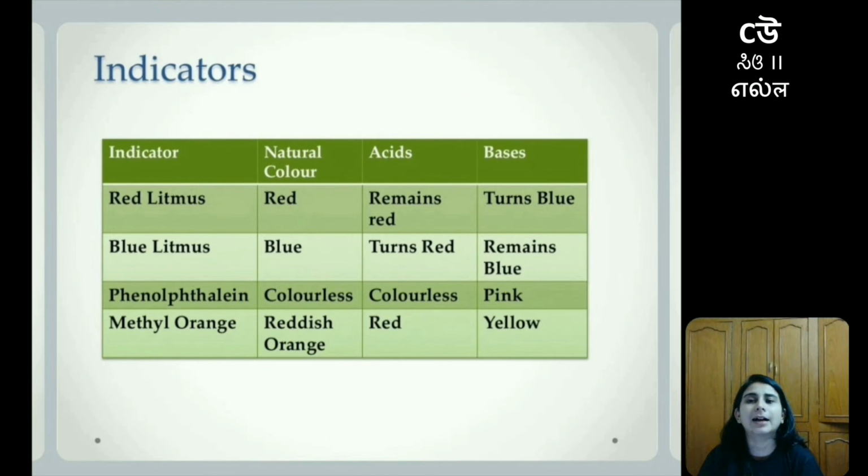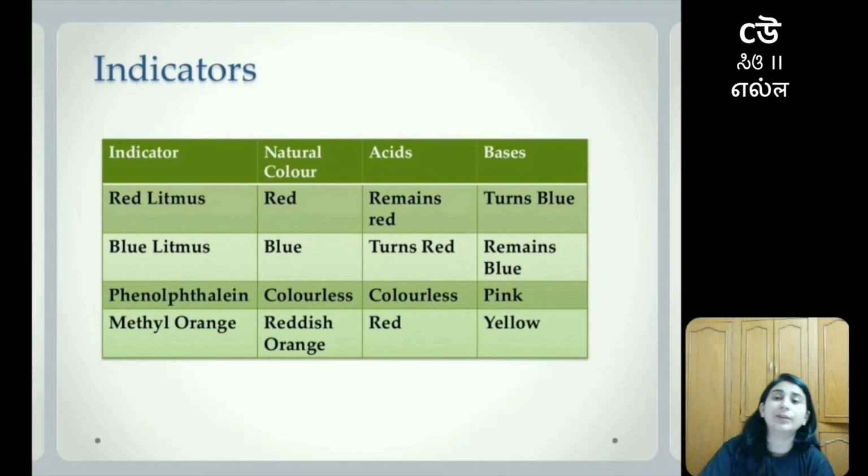Talking about the last type of indicator, which is methyl orange, its natural color is reddish orange. Acids will remain red in color when they come in contact with methyl orange, while bases will turn yellowish in color. So that's how we can use these indicators whenever we have to figure out whether a particular substance is acidic in nature or basic in nature.